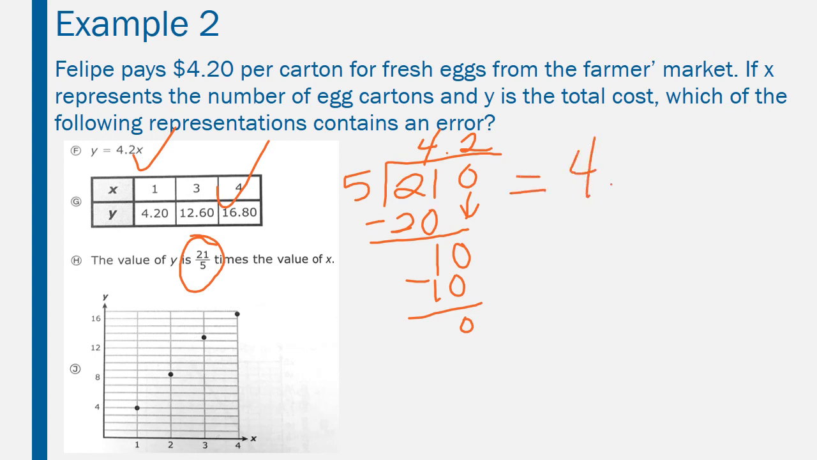Is that the same as $4.20? Yes, it is. So is H correct? Yes, it is. That's exactly right.